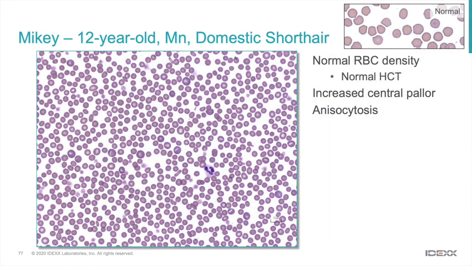We start the blood film evaluation at a low magnification, and we immediately recognize several abnormalities. First, the density of the red blood cells is pretty normal, but remember the hematocrit in the CBC was normal as well. There's clearly increased central pallor compared to a normal cat blood cell, and there's also a lot of variation in size. Remember, that goes back to the RDW.